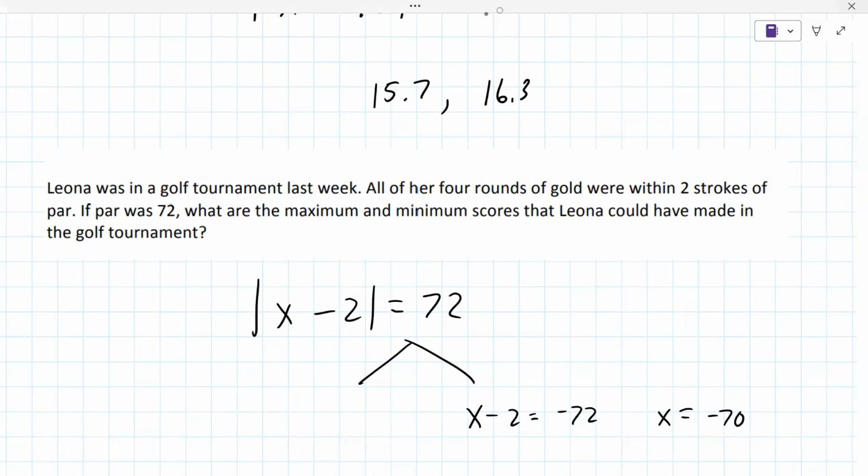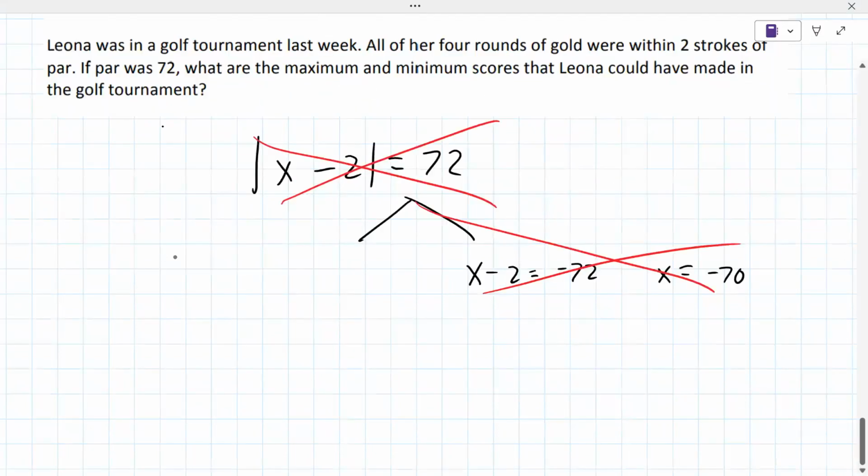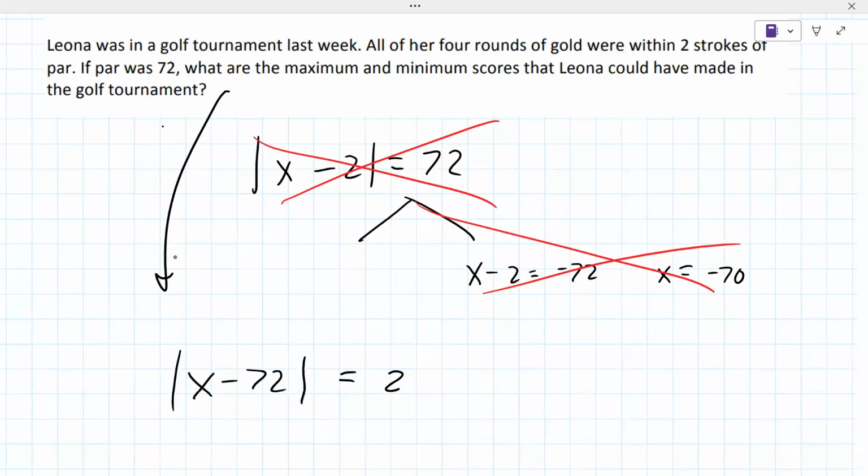So this means your equation is wrong. And that's where the challenge is. You almost have to write it and solve it and then see, is it reasonable? So if you write it this way, where it's x minus 72, that's the center, equals 2, go ahead and solve this.